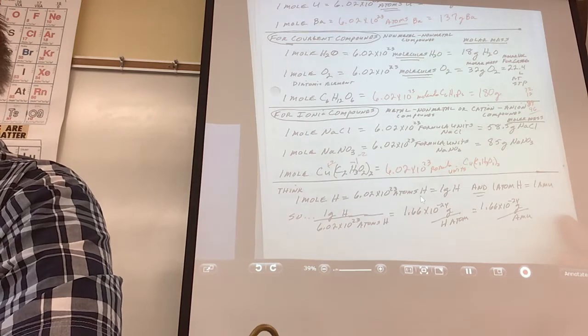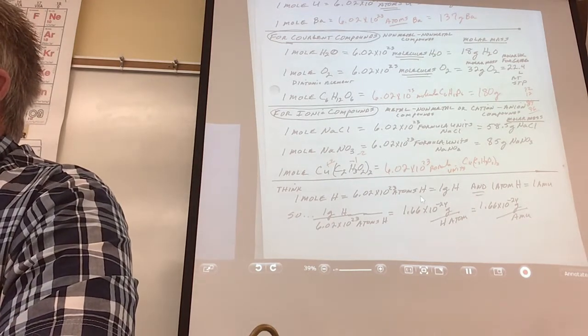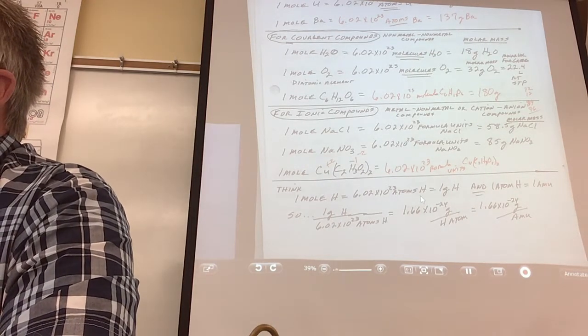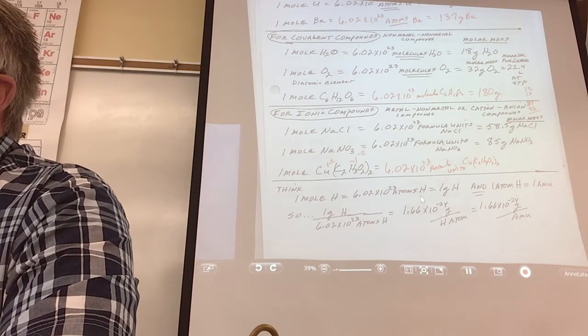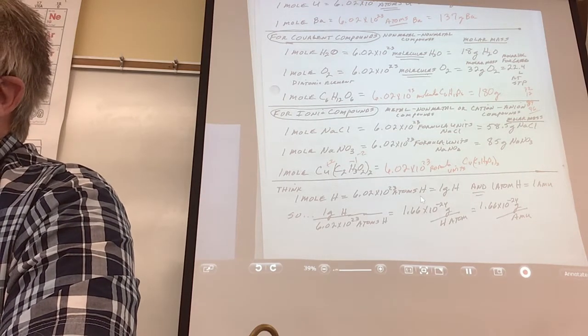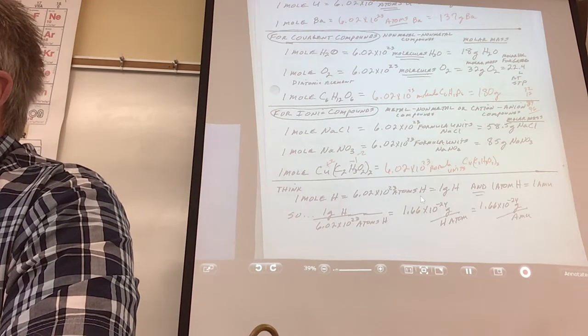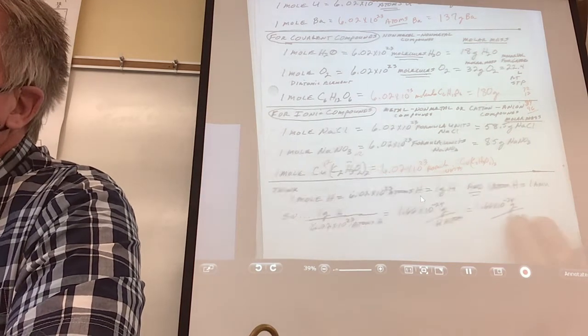What's another name for copper 2 acetate? Is it cupric, or what are the charges? It's either 1 or 2. So it's cupric. It is cupric acetate. All right, next.